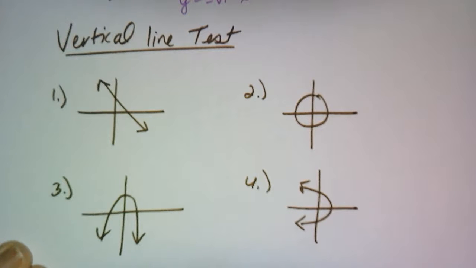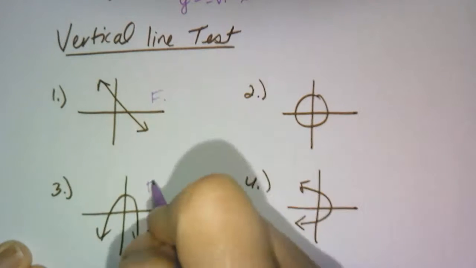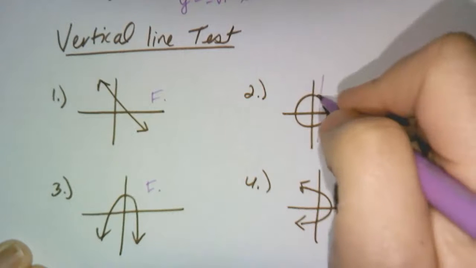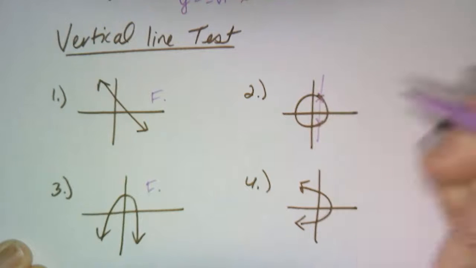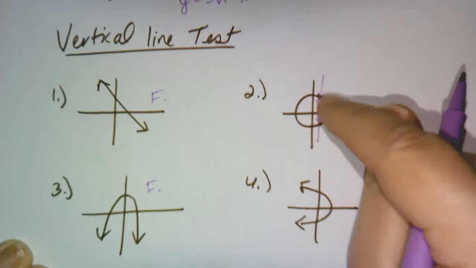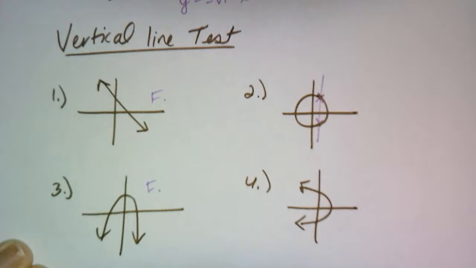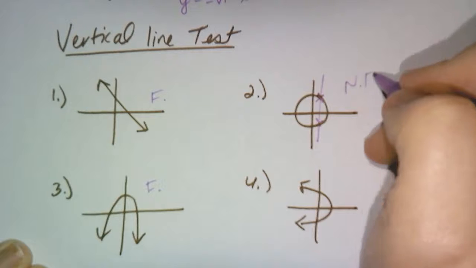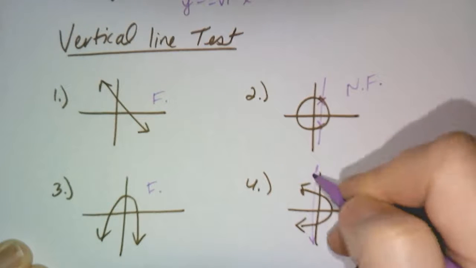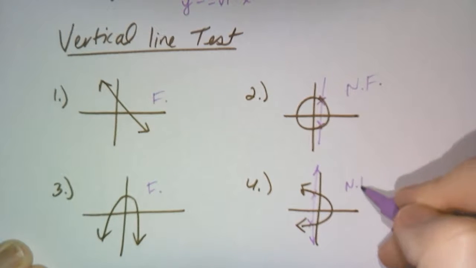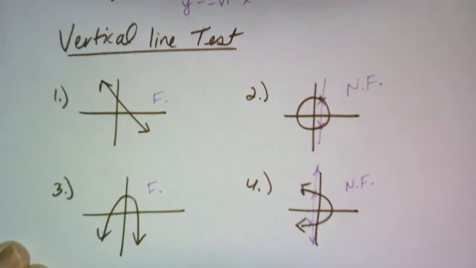1 is a function, 3 is a function. When you fail the vertical line test, it's because you hit it twice. Okay? This x value has been assigned two y's. We don't want that, so that is not a function. Same thing over here. You hit it twice, not a function. So it's easy to tell if you have a function or not a function.